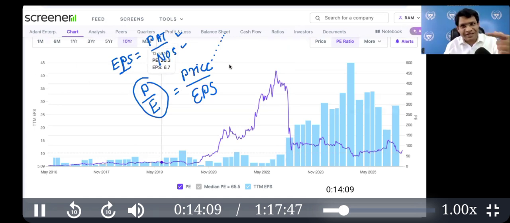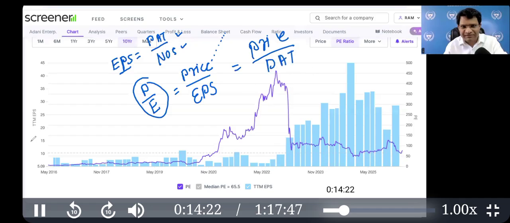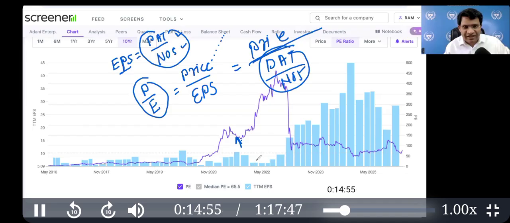How to reduce the PE ratio is very simple. Increase the number of shares. If price is going up, earnings per share is a pot. Profit cannot increase immediately. Number of shares. If Adani had sold freshly issued shares at this point of time, PE would not go high because EPS is automatically going to get reduced because of the increased number of shares. So EPS can be reduced by increasing the number of shares as well.